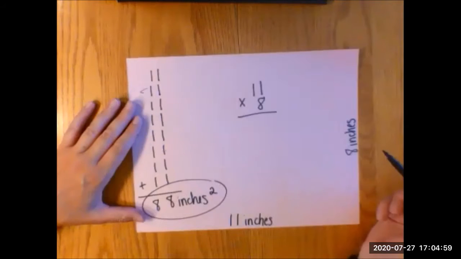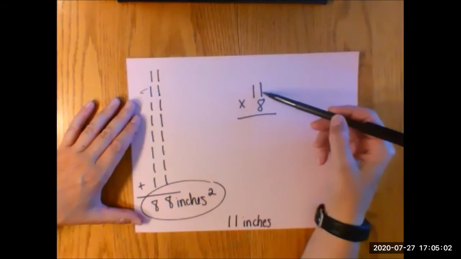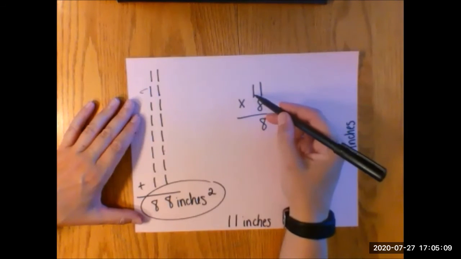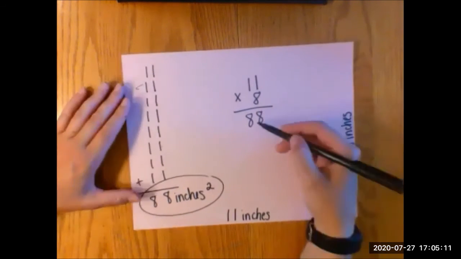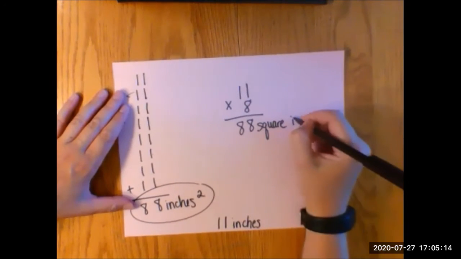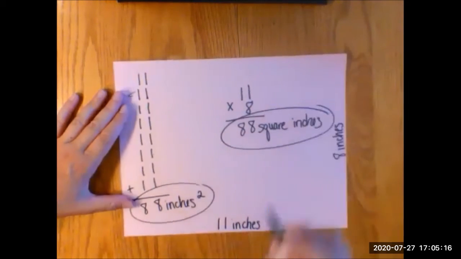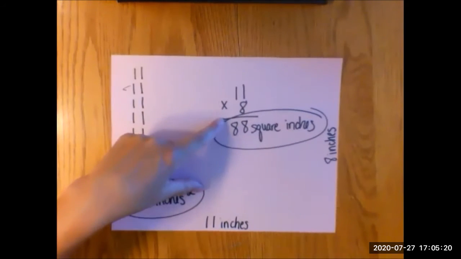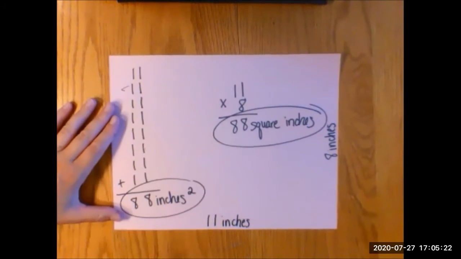We have 8 times 1 is 8. And then we have 8 times our 10 gives us 80. And we get 88 square inches. So whether you do it by adding or by multiplying, you get the same answer.